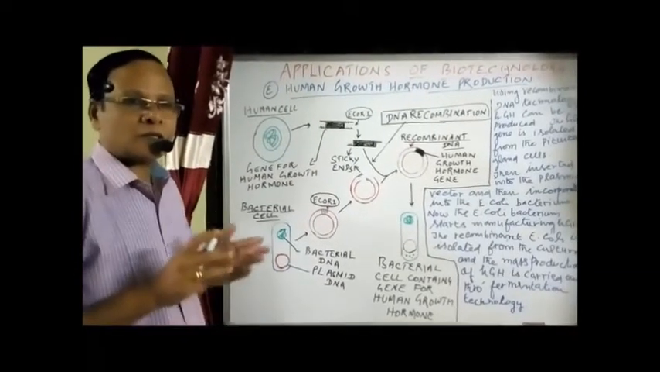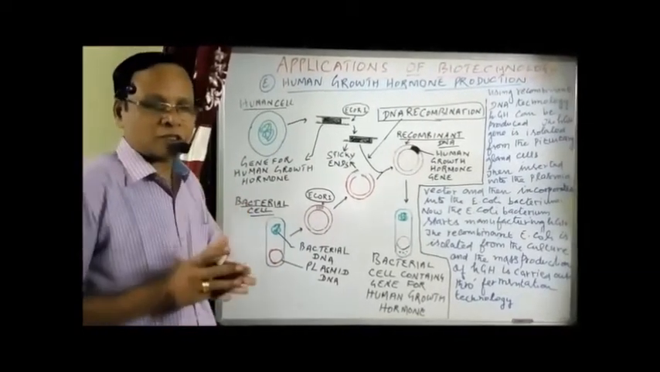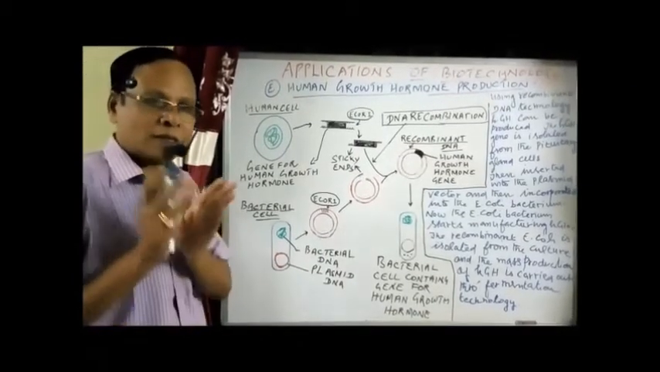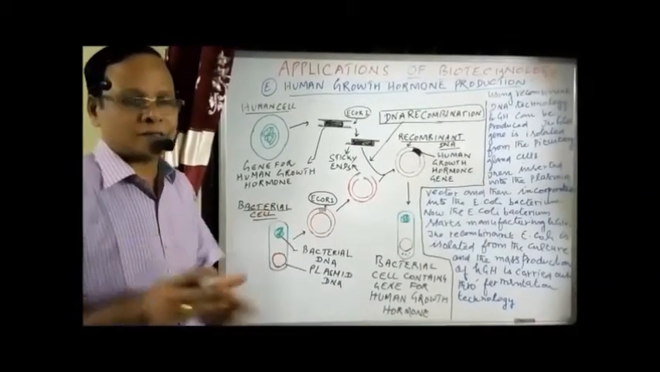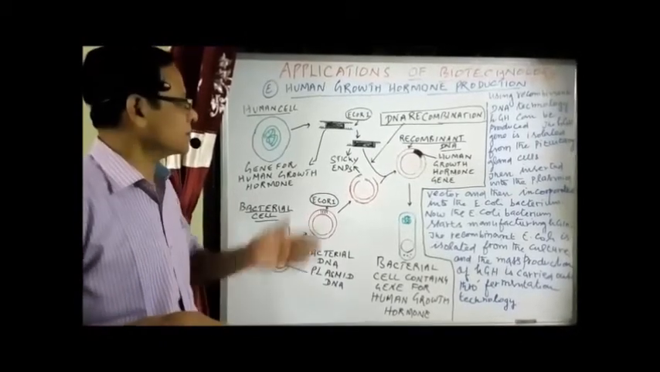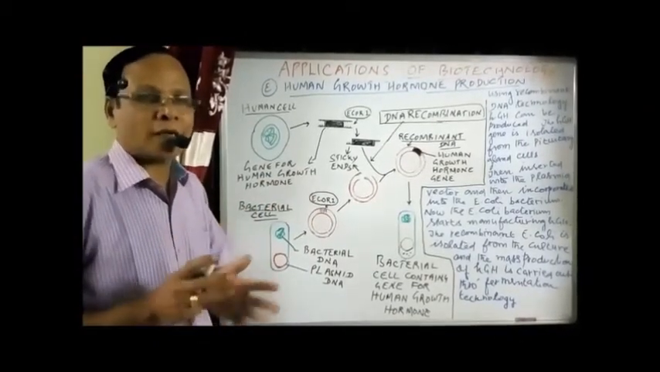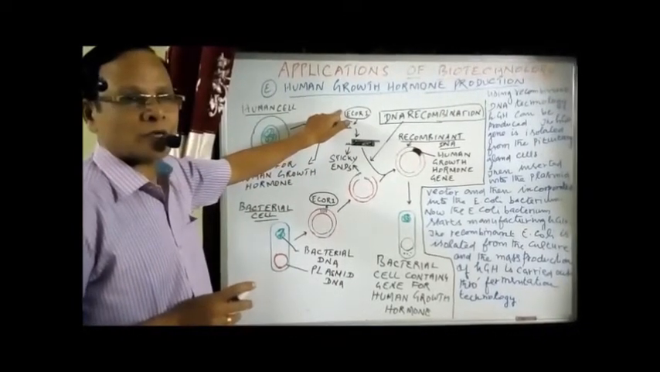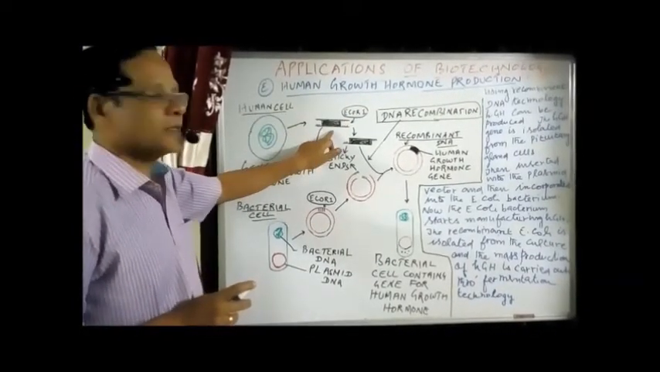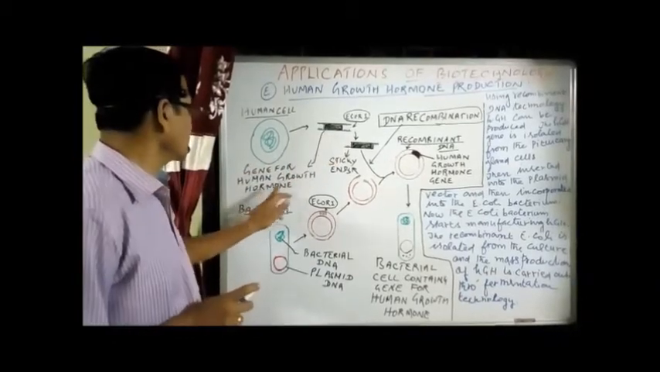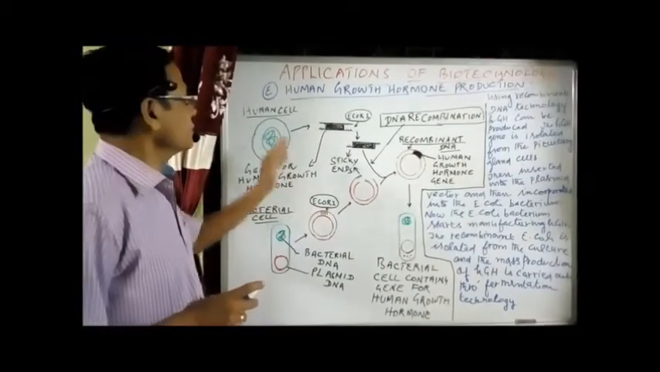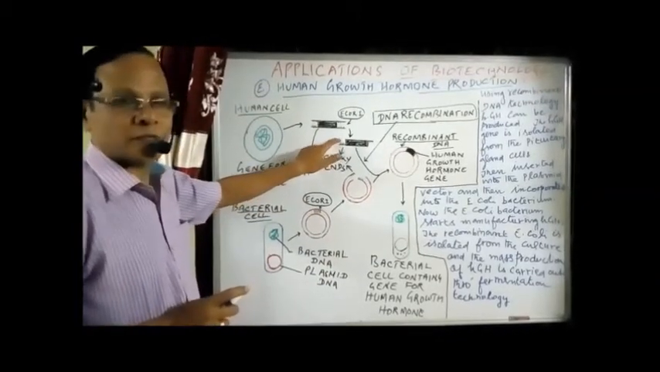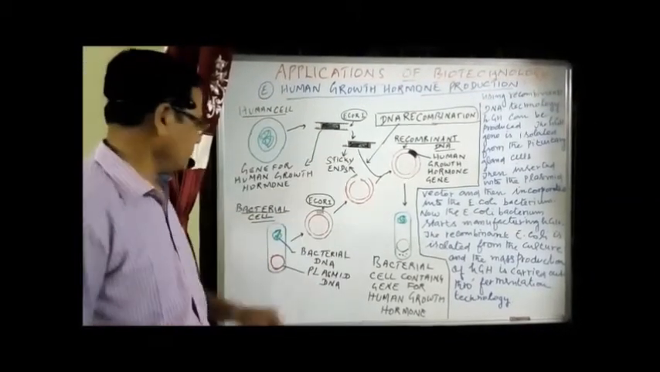Normally there are two types of cuttings. Some restriction endonuclease enzymes cut the DNA molecule with sticky ends. In some other cases, they cut the DNA molecule with blunt ends. Now we are using the enzyme EcoRI from E. coli bacterium, which cuts the human growth hormone gene with sticky ends. Okay, this is number one. So we are getting the gene of interest.